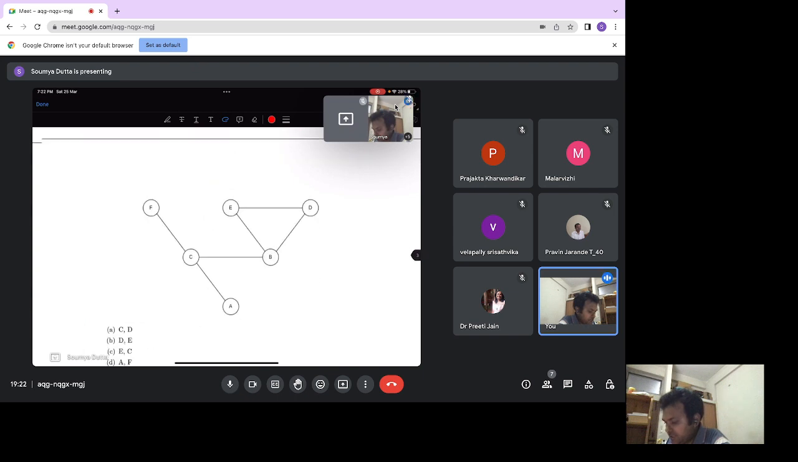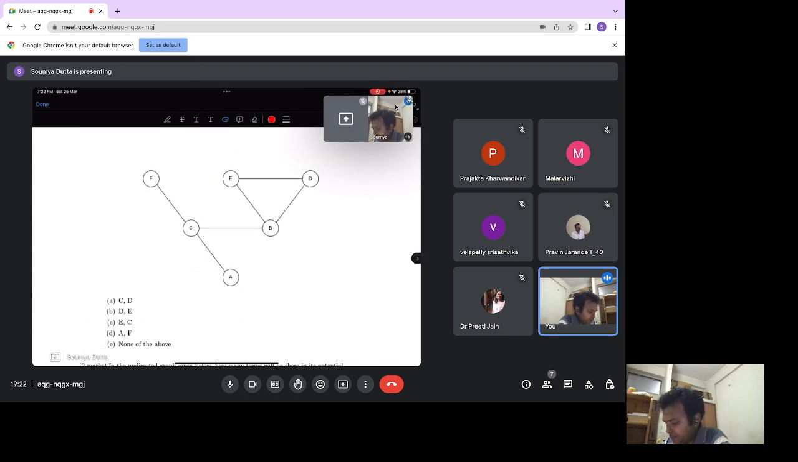Now this graph changes and becomes like this, and we have to answer the question again: given B, are any of these options conditionally independent of each other? So C and D, you see C and D have only one path that passes through B, and you already know B, therefore C and D become independent of each other. So C and D is the correct option.